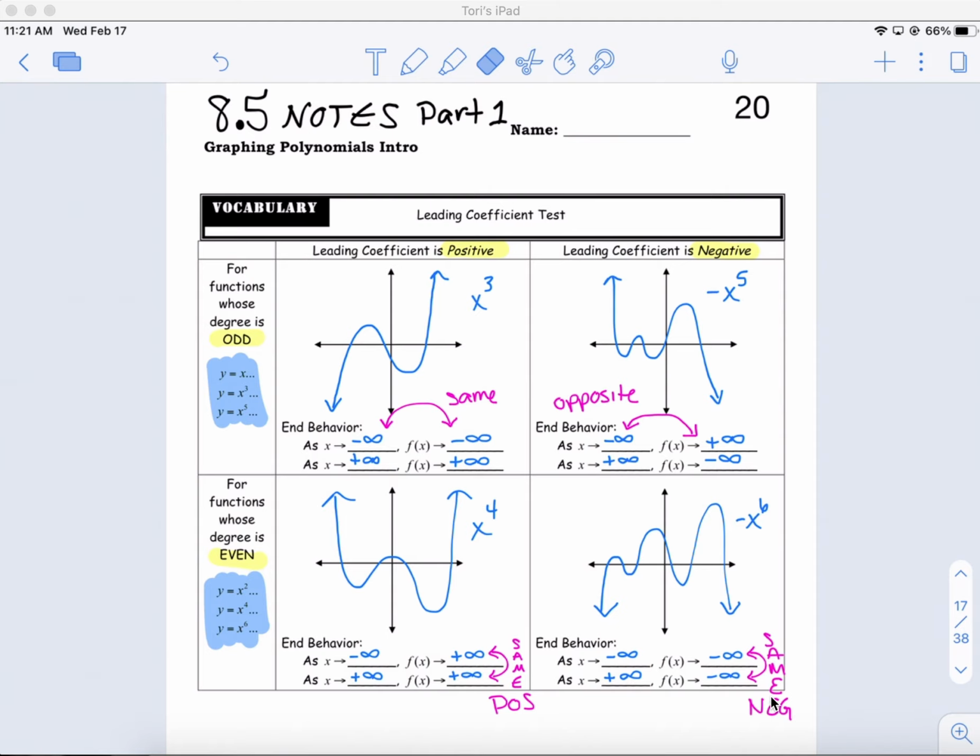We are going to start moving into how to graph polynomials without technology. So you are going to try to do all of 8.5 without a calculator, okay? Super important. I will talk you through every piece of it, okay?